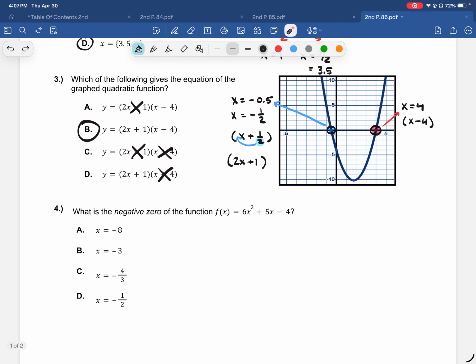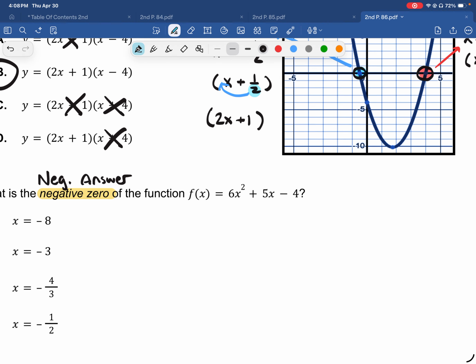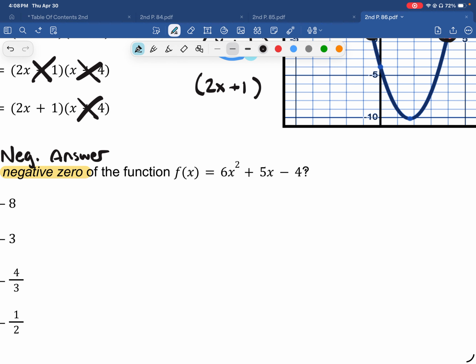Number 4, the terminology scares a lot of people. What is the negative 0 of the function? Remember, a 0 is just the solution to the equation where this guy is equal to 0. So really, this is just asking for the negative answer. So, what I'm going to do here is set this equal to 0 and solve.